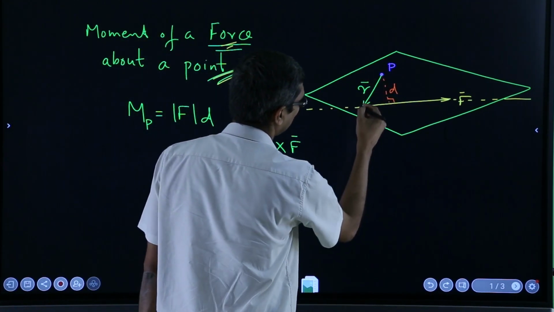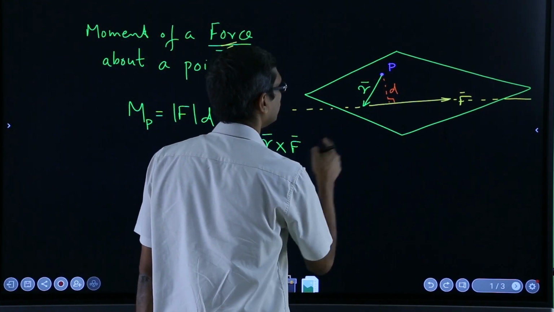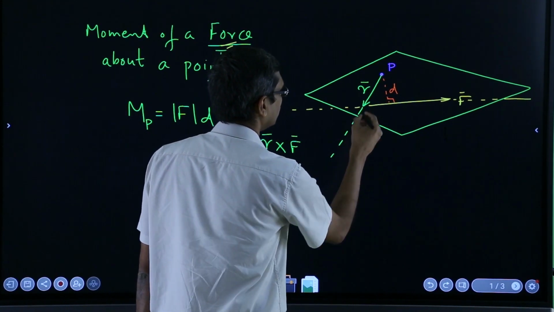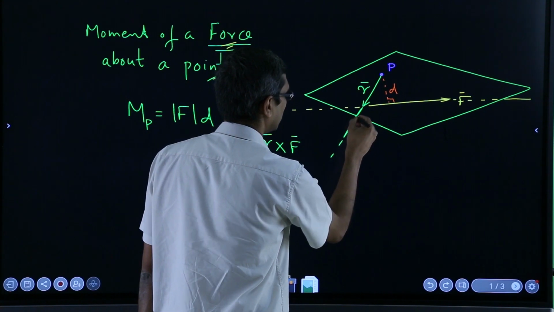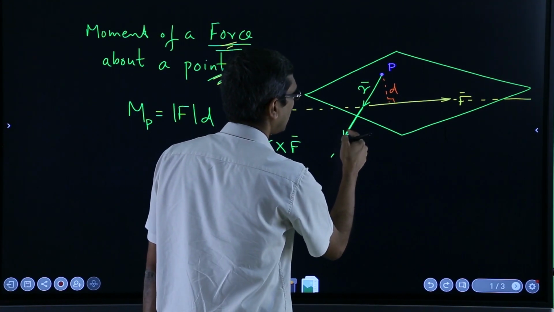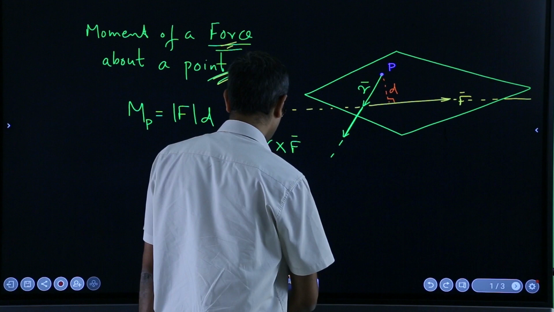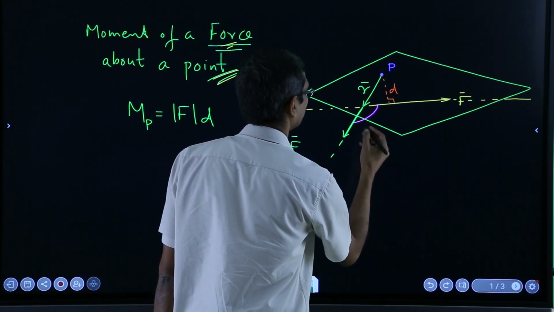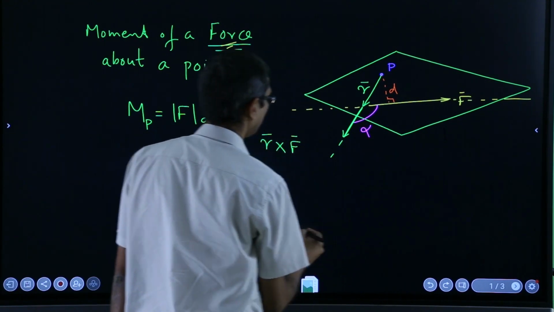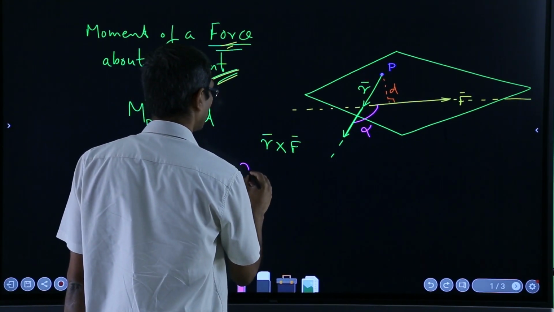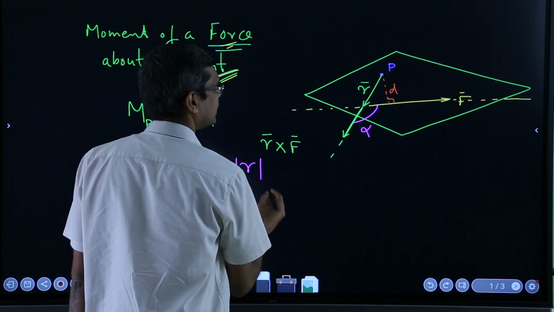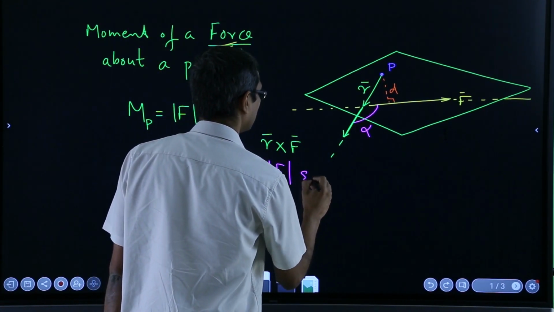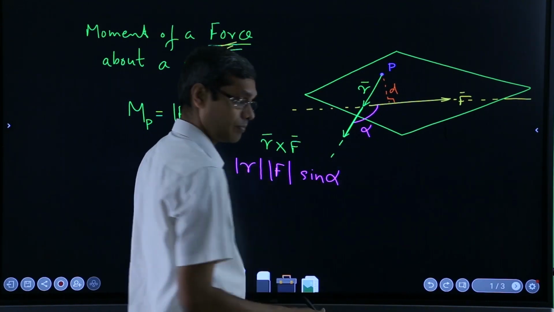Now this r, and if you cross it, let me draw it here. So suppose this, you can shift it here. So this r cross f means this is the angle which you should take. Suppose this is alpha. So if you calculate this, what will you get? r times f times sine of this angle alpha.